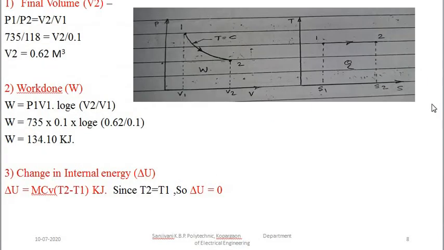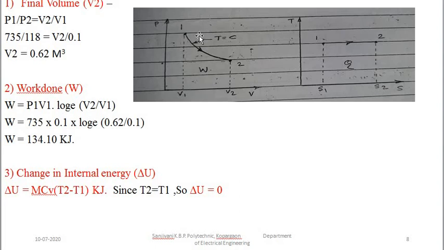So we are first representing this process on the PV and TS diagram. This is the expansion process, so we are drawing this particular curve along the constant temperature line. From state point 1 to state point 2, pressure is decreasing and volume is increasing along the constant temperature line. Similarly, on the temperature entropy diagram, we are drawing this horizontal line from state point 1 to state point 2, where temperature T1 is equal to T2 and entropy is increasing from S1 to S2.